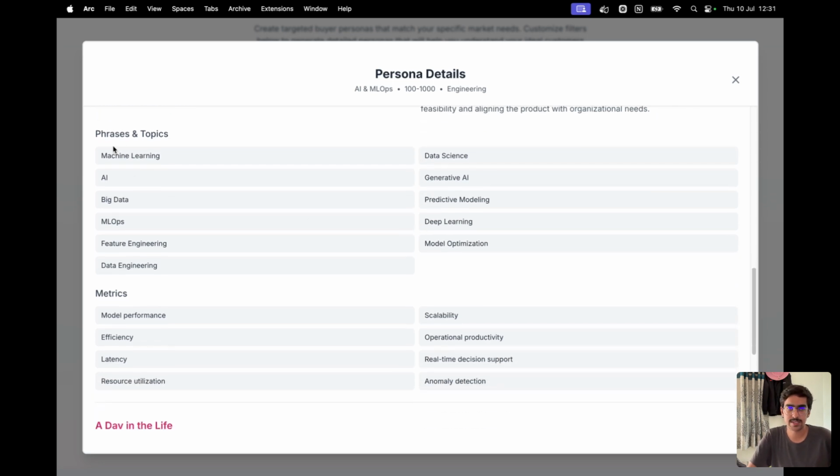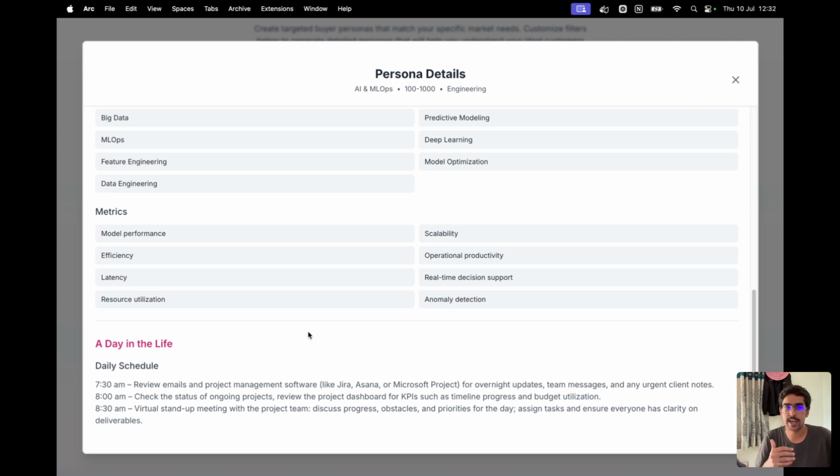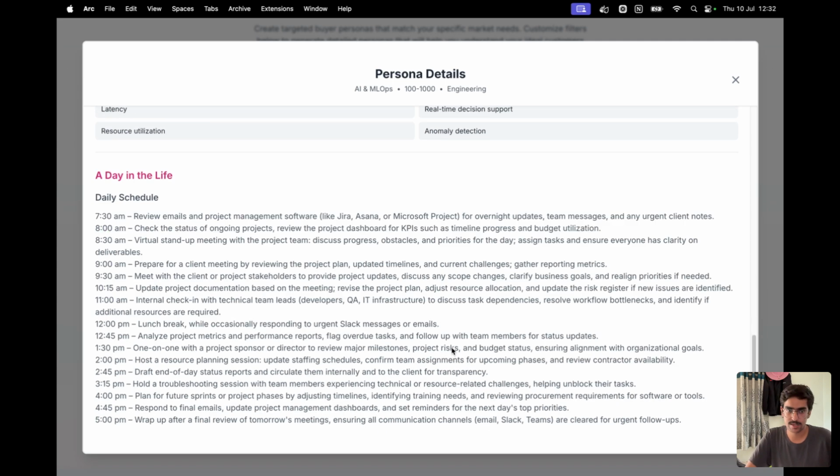Below that, we have the praises and topics. Over here, you'll see what they talk about on their LinkedIn or other platforms, the things they really talk about. So you can use these to target them better. And below that are the metrics that they have shown to care about. These are the things that they've really talked about. So you can really trust that this is something that, if we include it in our product, they'll probably care about it.